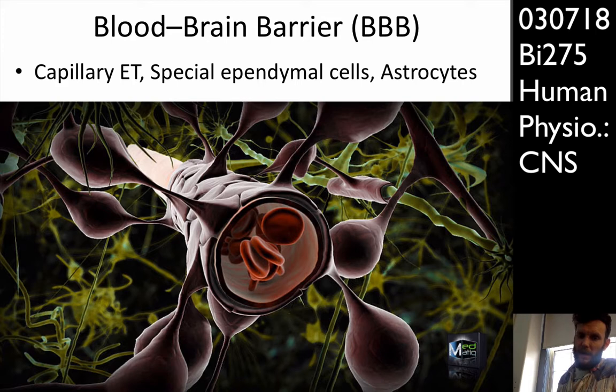And then astrocytes. The projections off these astrocytes surround the capillary epithelium and allow the passage of only a very select range of solutes, such as the dissolved gases, such as nutrients such as glucose or ketone bodies, whatever it happens to be.